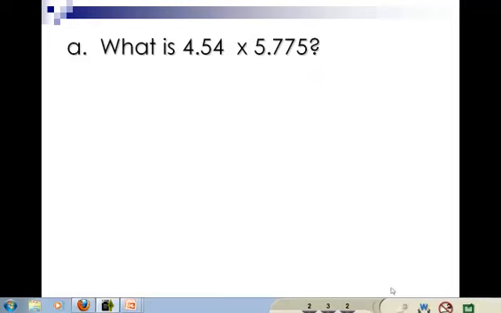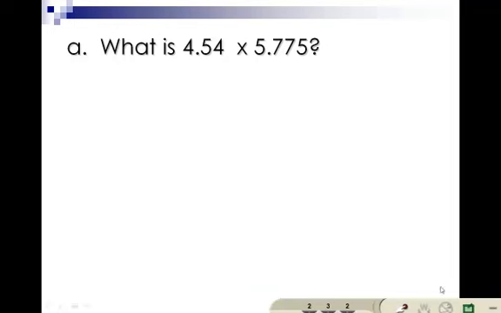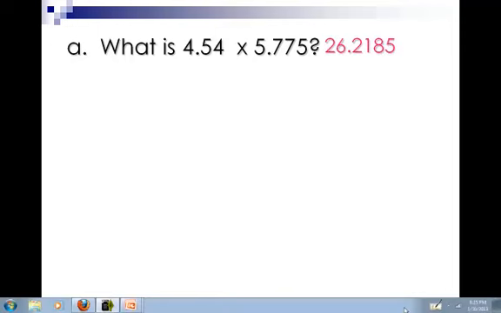So let's look at this. What is 4.54 times 5.775? When you put it in your calculator, this number comes up: 26.2185. Well, that's not my real answer. I need to round it down. How many sig figs are in this number? Well, there are 3. How many sig figs are in this number? There are 4.